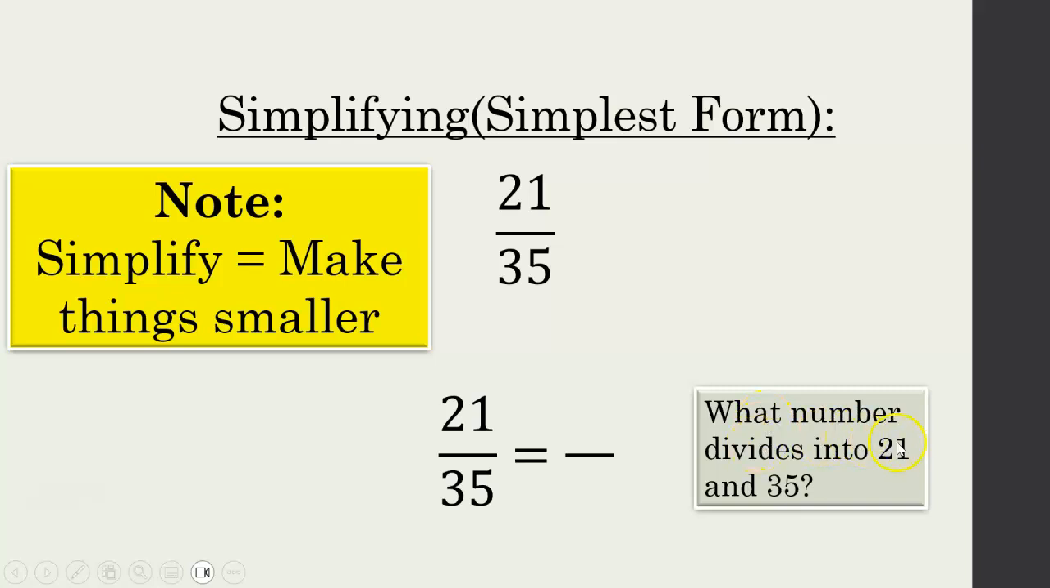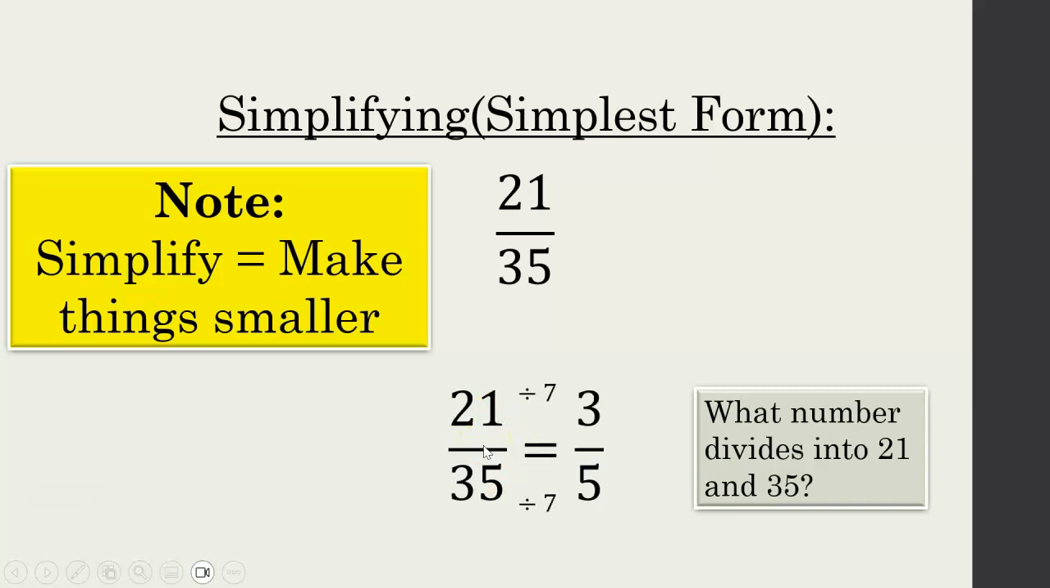What number divides into 21 and 35? Because remember, I want to make 21 smaller, I want to make 35 smaller. And if I can divide 21 and 35 by some magic number to make it smaller, what number would I pick? Well, I chose 7. And why did I choose 7? Because 21 is divisible by 7 and 35 is also divisible by 7. So 21 divided by 7, that's 3. 35 divided by 7, that's 5.